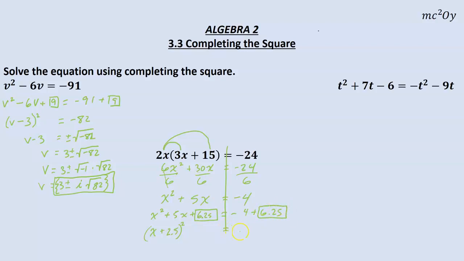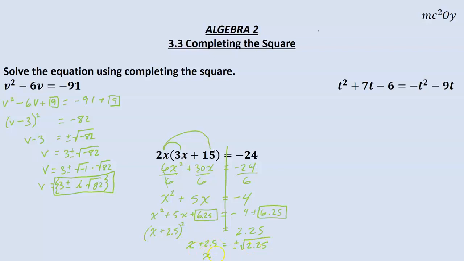All right, that gives me 2.25. Then I want to take the root of both sides. So x plus 2.5 is equal to plus or minus the root of 2.25. At least the root of 2.25 is a perfect square. If you think 225, that's 15 times 15, so this will be 1.5.